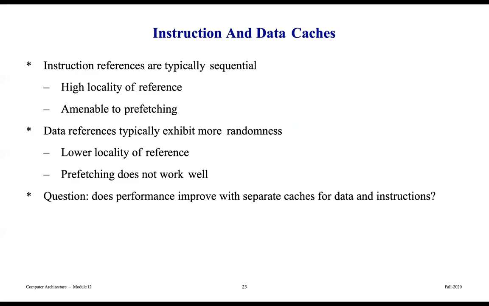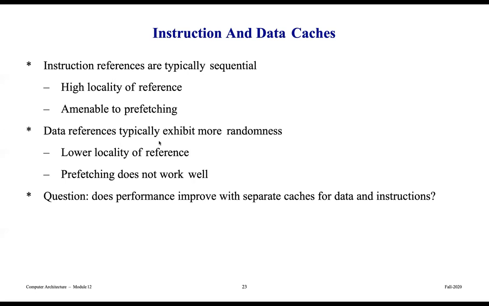So let's mention instruction and data caching. Does it make sense to have them all together or not? Instruction references are typically sequential. They have high locality of reference, so you go from one to another. So it's definitely amenable to prefetching. I mentioned earlier an example of an application, and there would be a lot of things that would be sequential in that regard.